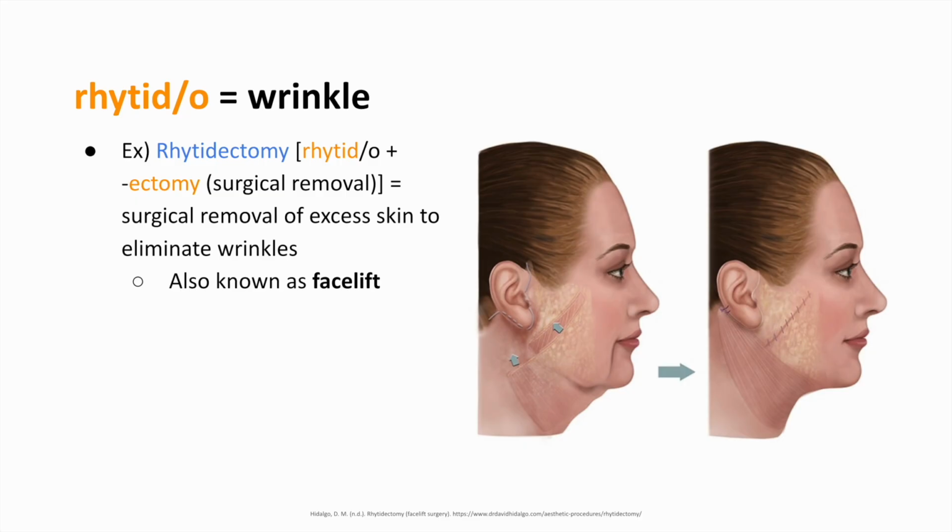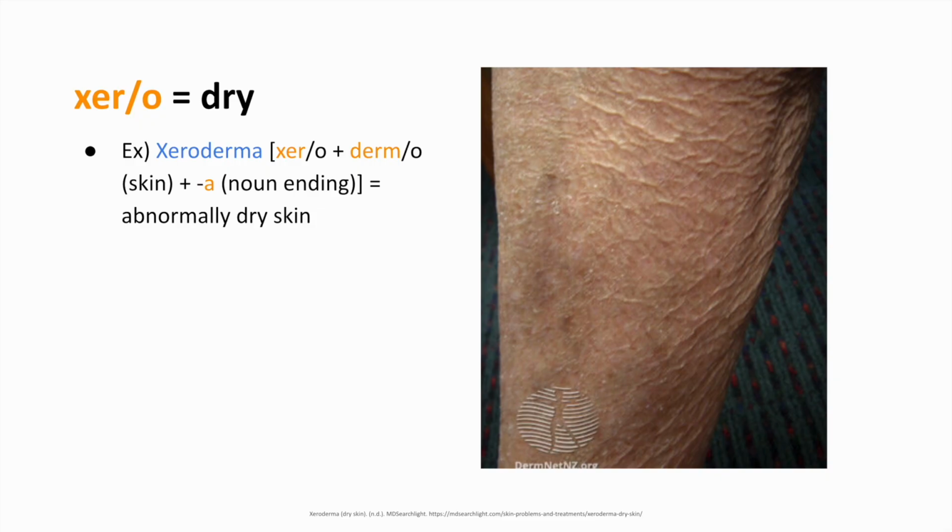Xero is a combining form that means dry. So xeroderma: xero plus derm, skin, plus noun ending. So xeroderma is abnormally dry skin. And yeah, as you can see, a lot of wrinkles and very unhealthy looking skin. So that's xeroderma, abnormally dry skin.